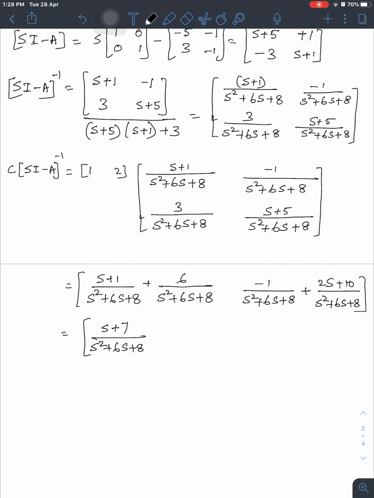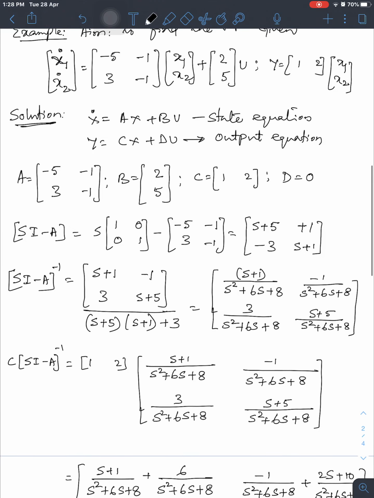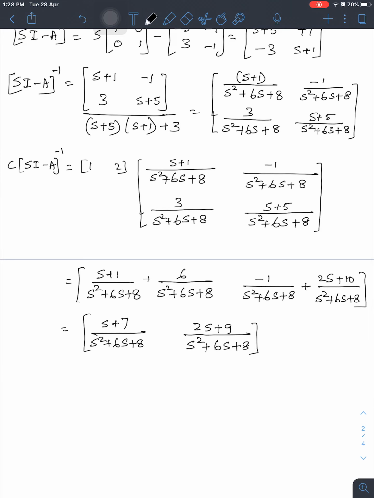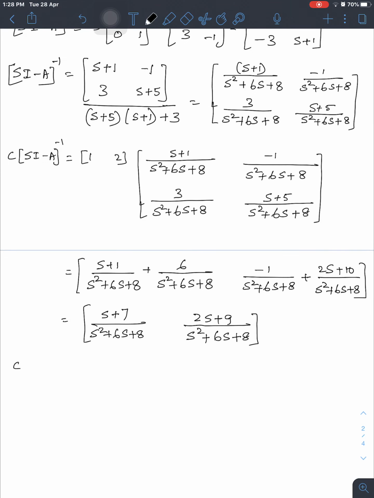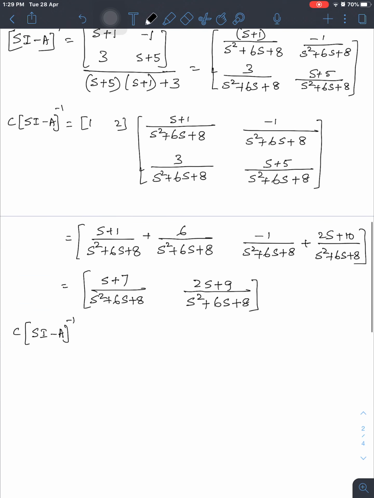And the second term is 2s plus 9. Okay, if we common the denominator and add the similar terms, we get this. Now what do we have to do? Now we have to multiply this with the matrix B. So whatever we have obtained, now we have to do one computation of C into (sI minus A) inverse into B.